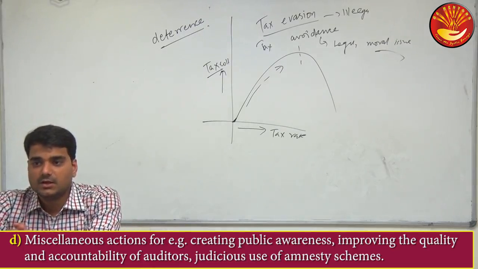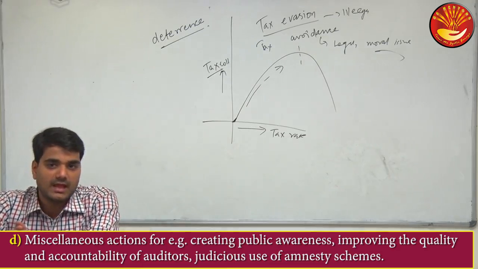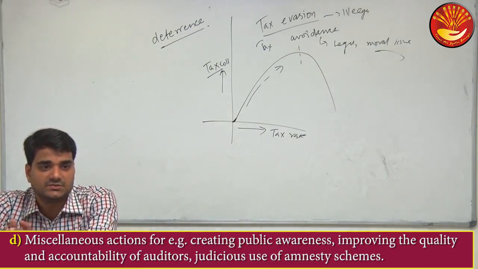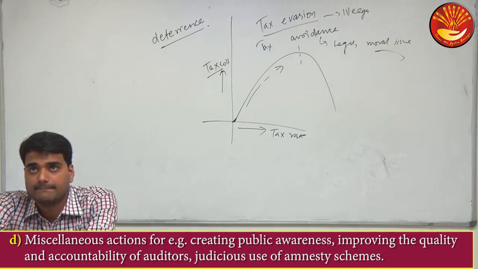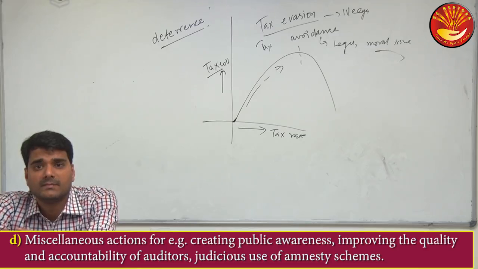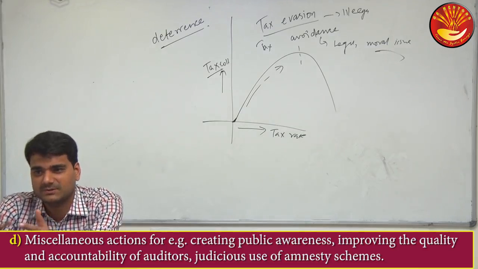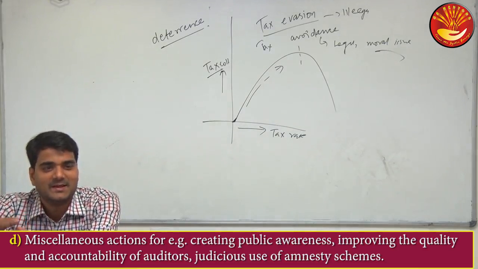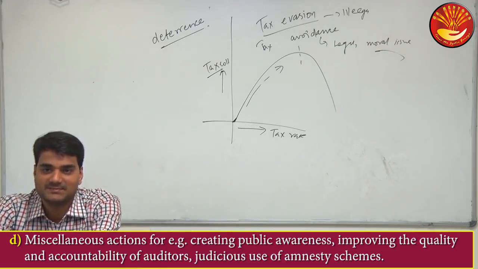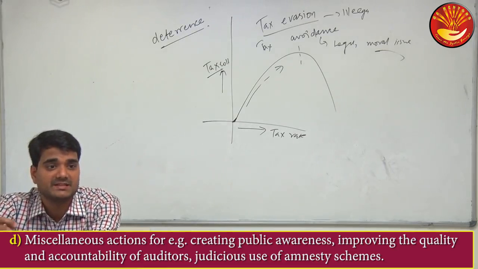The next one is judicious use of amnesty schemes. The last one is miscellaneous. चार ही तो pillar है, बाकी जितना है वो सब miscellaneous में. Okay. Judicious use of amnesty schemes.